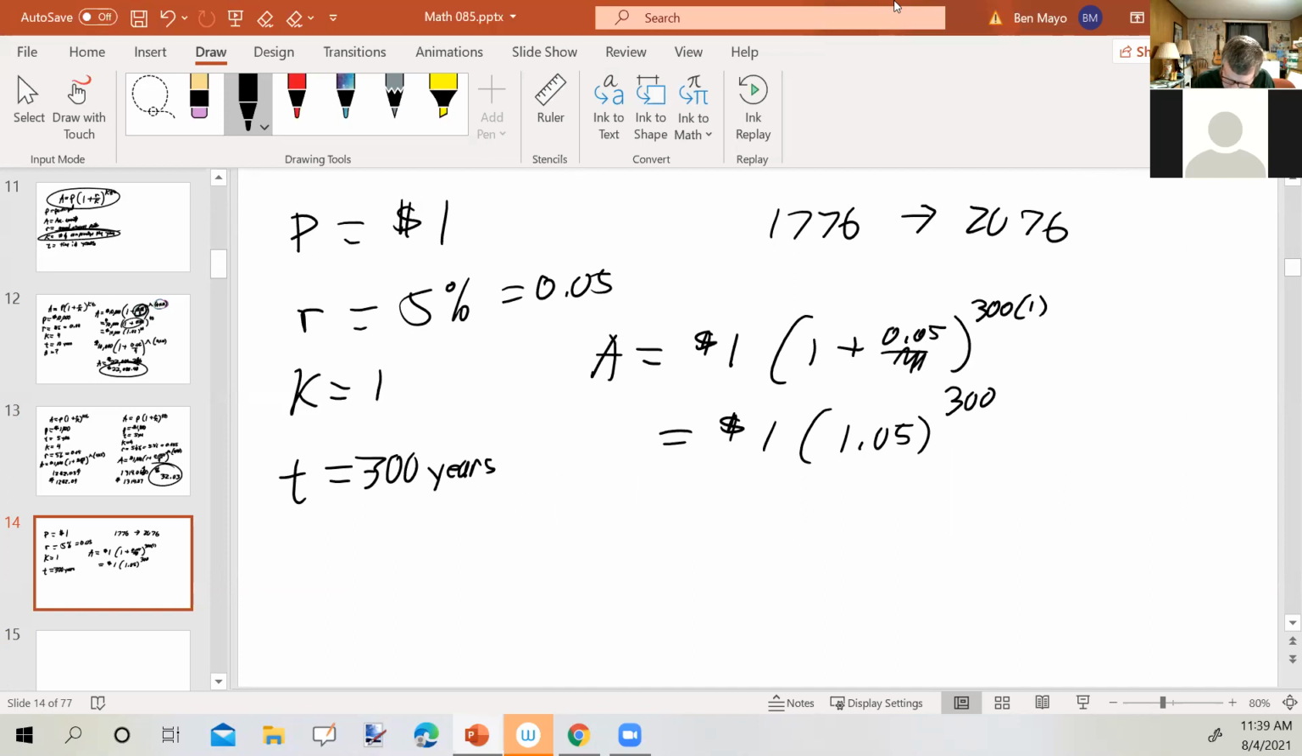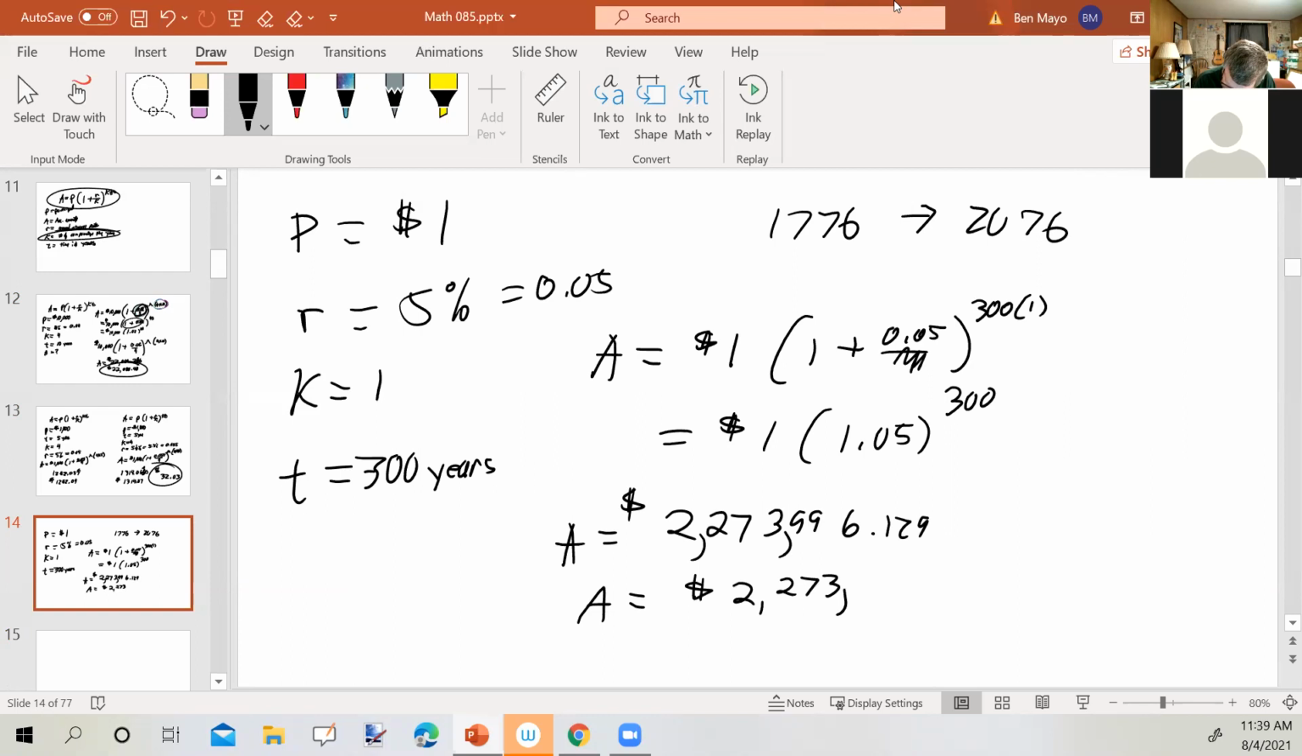Wow. And I get 2,273,996.129. So that would be, what, $2,273,996.13. Don't you wish you had made that investment? Well, of course you weren't around then, neither was I. But anyway, there's your general idea.